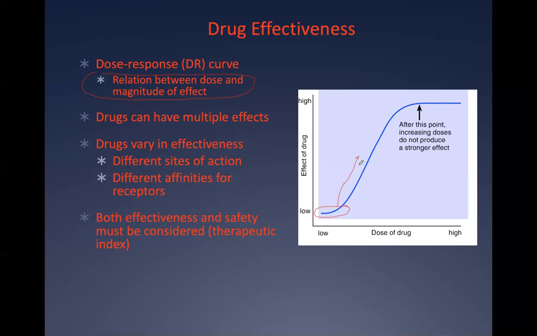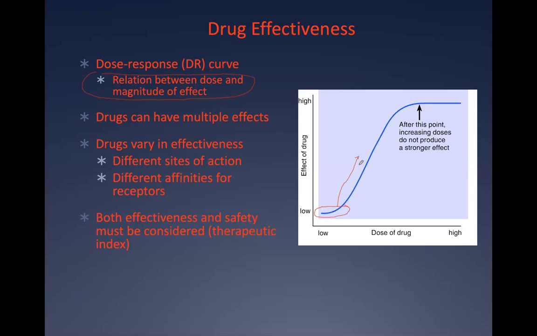And with orthostatic hypotension, what we know is that that's due to the blockade of the alpha-1 receptor. So we see that with some drugs, we don't see a lot of orthostatic hypotension at low doses, but as we start increasing the dose, we start seeing orthostatic hypotension. And that's because the affinity at the lower dose for the alpha-1 receptor is lower. But as we increase the drug, we see a higher effect.